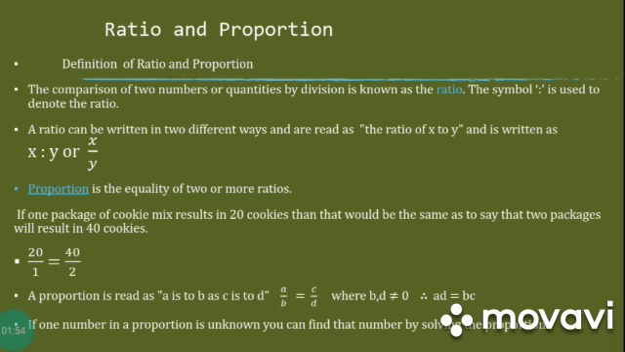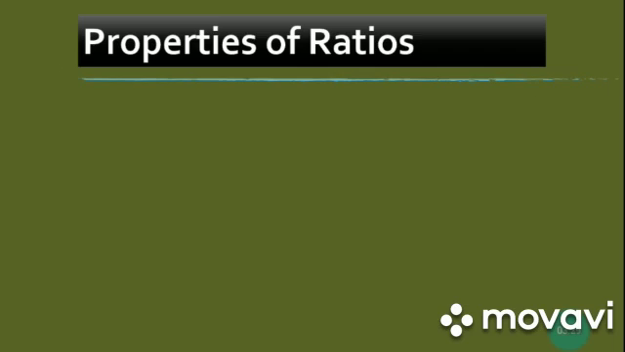A proportion is read as A is to B as C is to D. Therefore, A upon B is equal to C upon D, where B and D are not equal to 0. Therefore, AD is equal to BC. If one number in a proportion is unknown, you can find that number by solving the proportion.